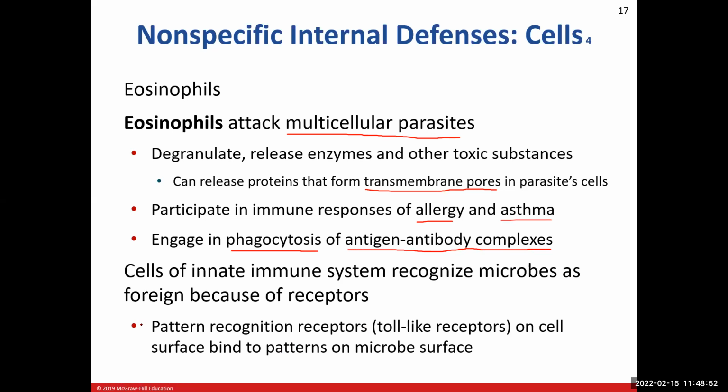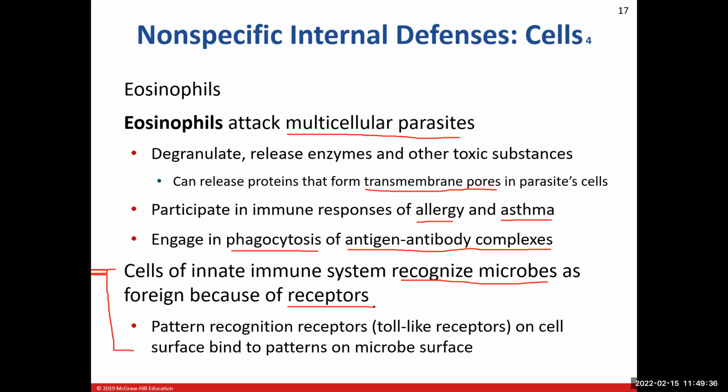All right, so last part here, and this is very important when we talk about cells of the innate immune system. I mentioned this before, these cells go around and look at our own body cells, but also anything that is not part of us, or non-self. And it's able to recognize those microbes as non-self because of the receptors. Again, if it doesn't recognize a receptor, it is going to kill it. It only knows what it knows, and so it's better to be safe than sorry.